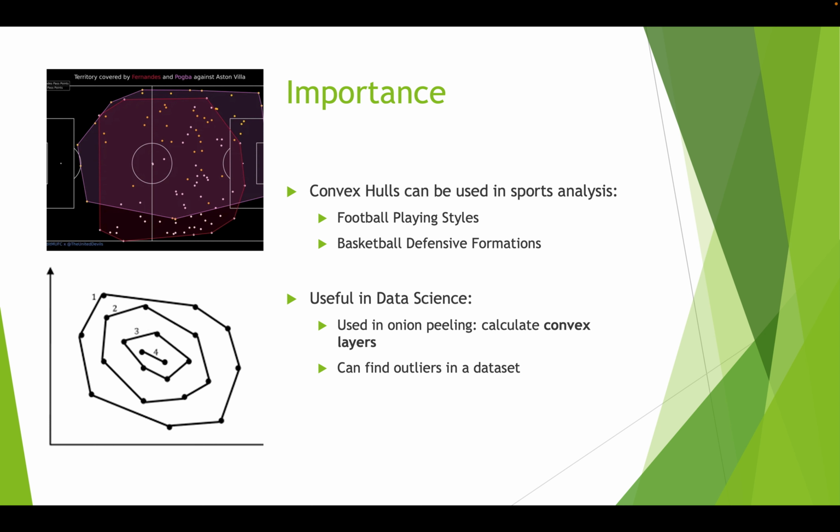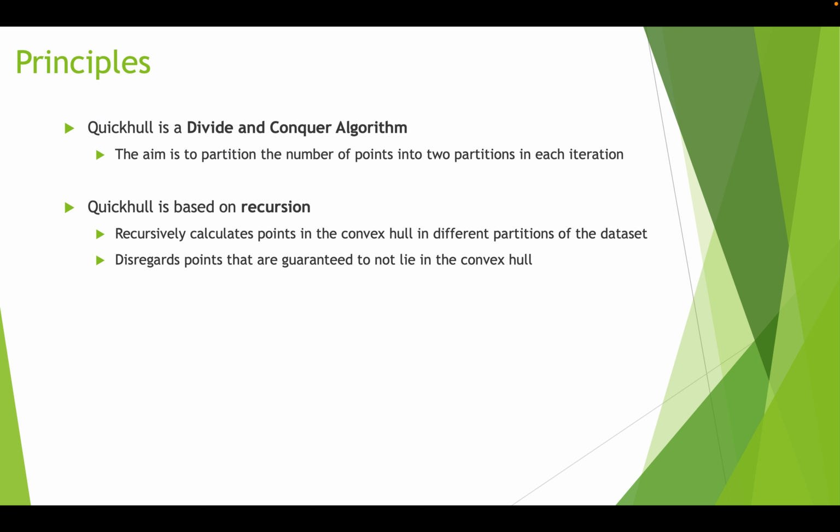It's also useful in data science, where it is used for onion peeling to calculate the convex layers of a dataset. Using convex layers, you can find the outliers in a dataset by removing the outermost convex layer, and also identify the centre of a dataset by identifying the innermost convex layer.